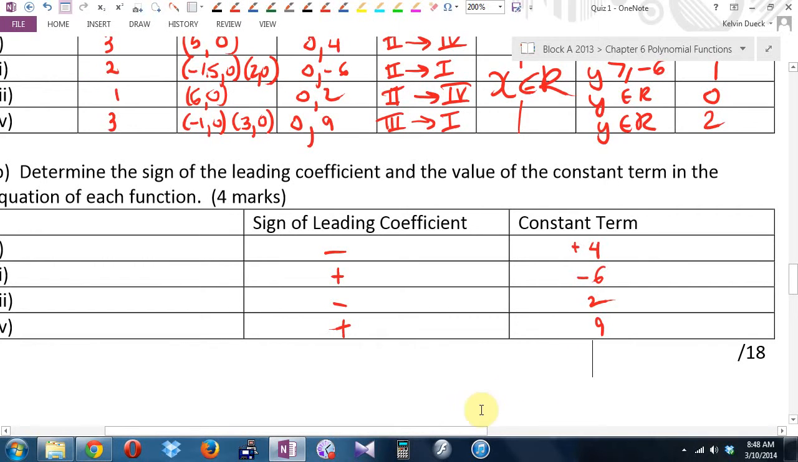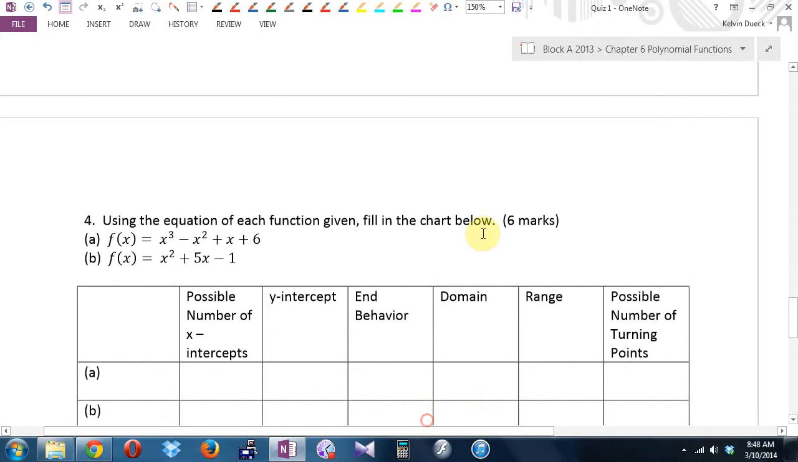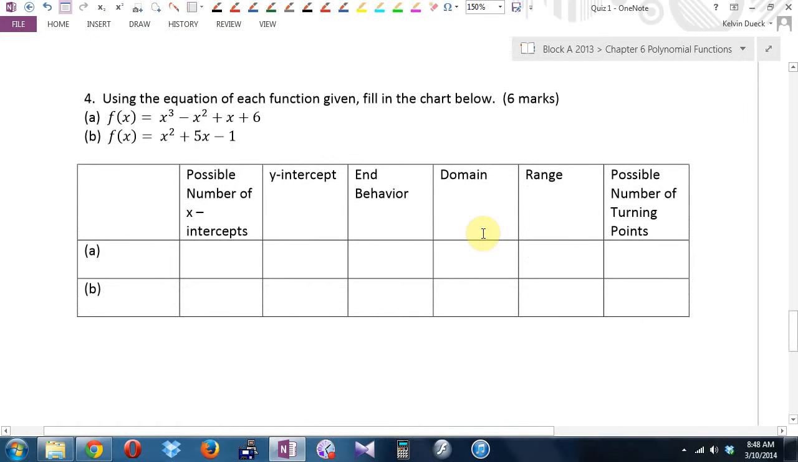So can you give yourself a score on this page out of 18? Give yourself a score on the front page out of... Oh, there's one more page. Never mind. Not done yet. Using the equation. Okay, now they didn't give me the graph. Okay, I can do this.